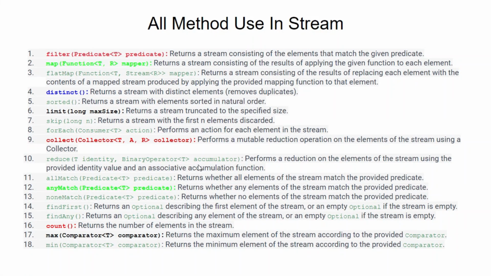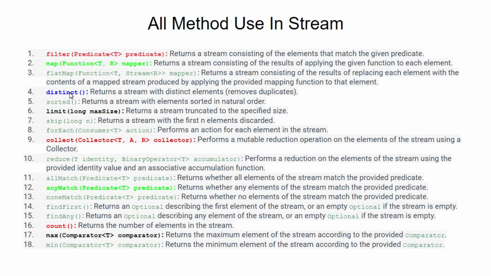Welcome to Java.json. We are talking about the stream method. So as of now we have covered how to use the filter, map, reduce. We have also discussed what flat map is and what the difference is with map. Now we can see distinct, sort, limit, skip, forEach, collect, reduce, all those methods with examples. So let's start now.